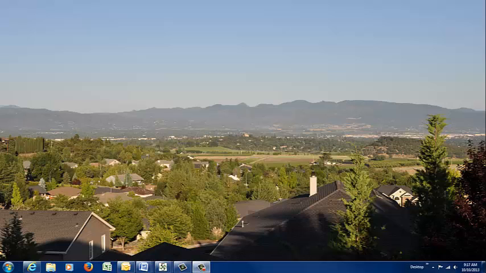This is a view from my back deck. I just am throwing that in as a bonus.